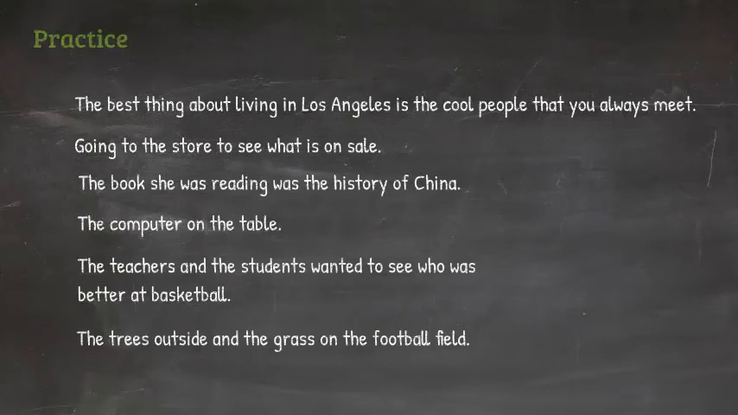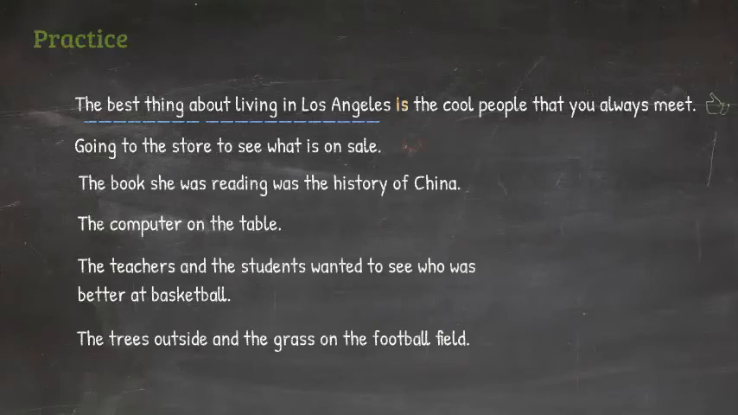So the first sentence is complete. The best thing is the subject. I know it is not as clear as other examples we looked at, but it's a subject nevertheless. You can even include the whole phrase, the best thing about living in Los Angeles, as a subject. And the verb is.